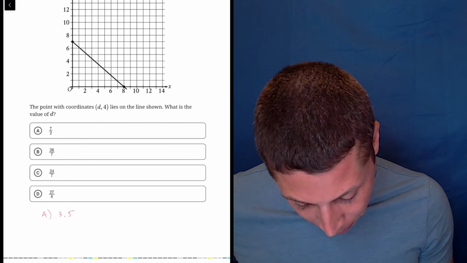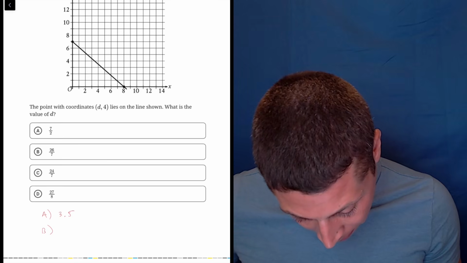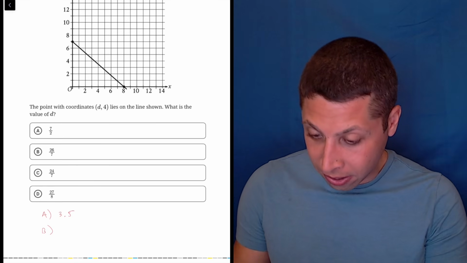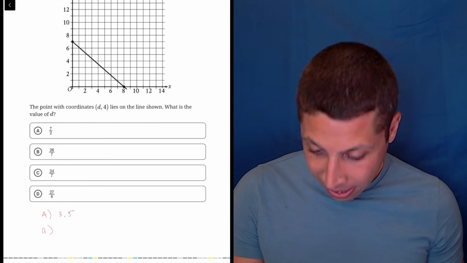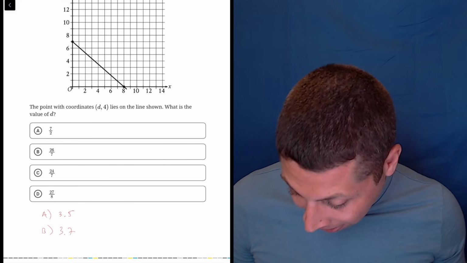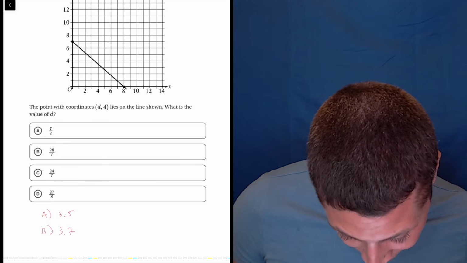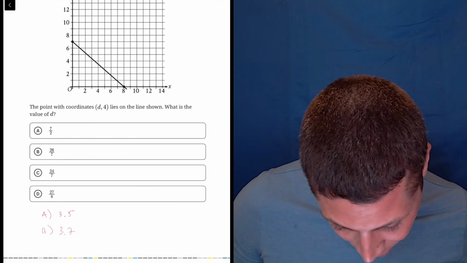7 halves is 3.5. B, 26 sevenths. 26 divided by 7. Oh boy, this is going to be annoying. It's 3.7. Okay, so I'm not going to be able to eyeball this, I don't think. All right, so let's do it the old-fashioned way.